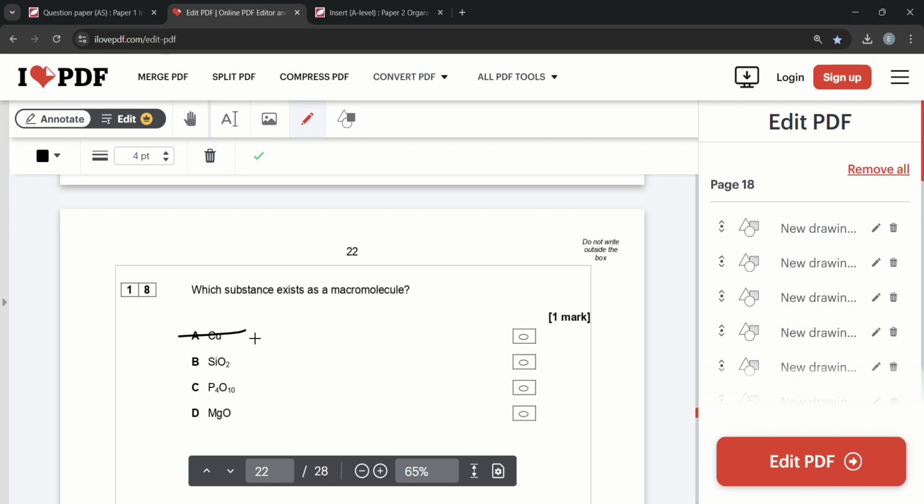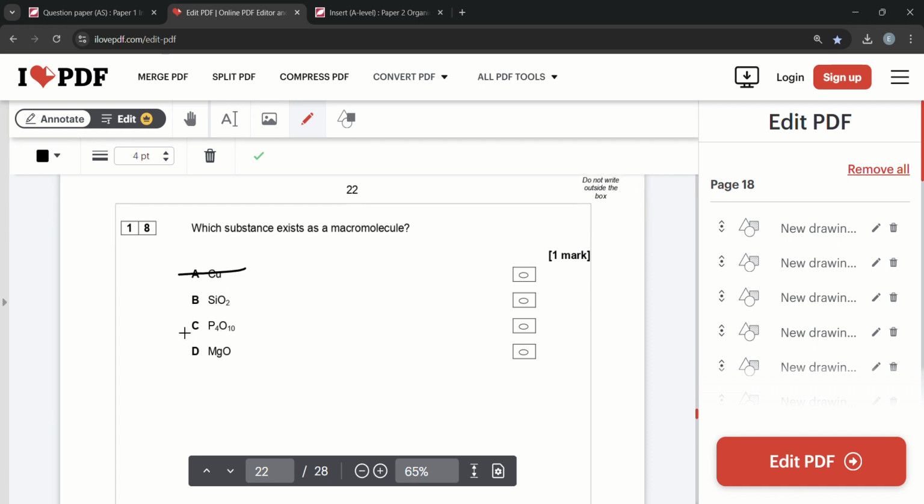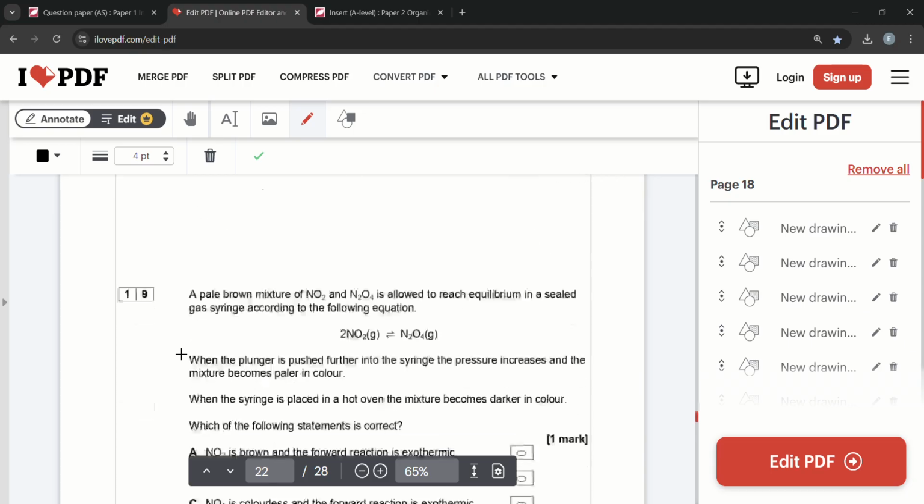Question 18. Which substance exists as a macromolecule? Definitely not A. Definitely not C, phosphorus. That's got a weak van der Waals force between molecules. So we're left with silicon dioxide and magnesium oxide, and it is also not magnesium oxide. The answer is silicon dioxide, SiO2.